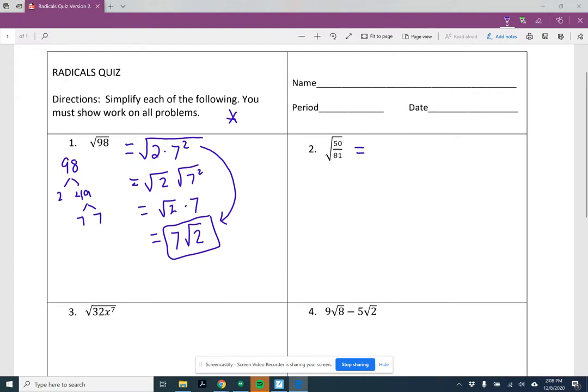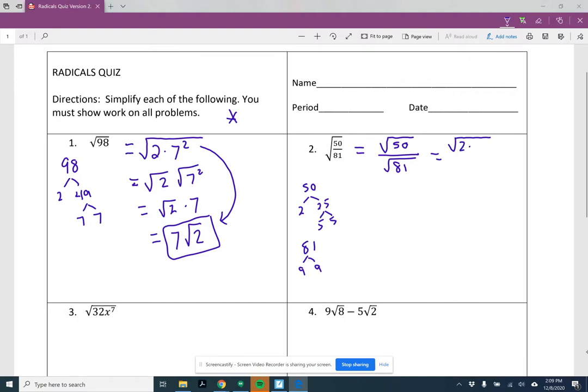All right, square root of a fraction. We make that a radical applied to the numerator, radical applied to the denominator, and then we're going to take that 50, break it down as a product. We'll do 2 and 25. The 25 is 5 squared. So we'll have that for the 50. For the 81, I'm going to notice that it's 9 times 9. It's a perfect square. So the square root of 81 is going to be 9.